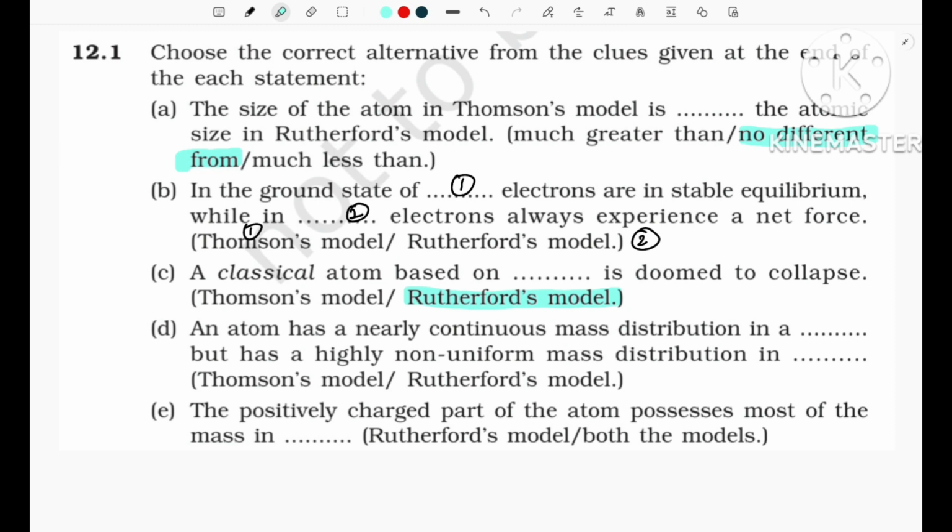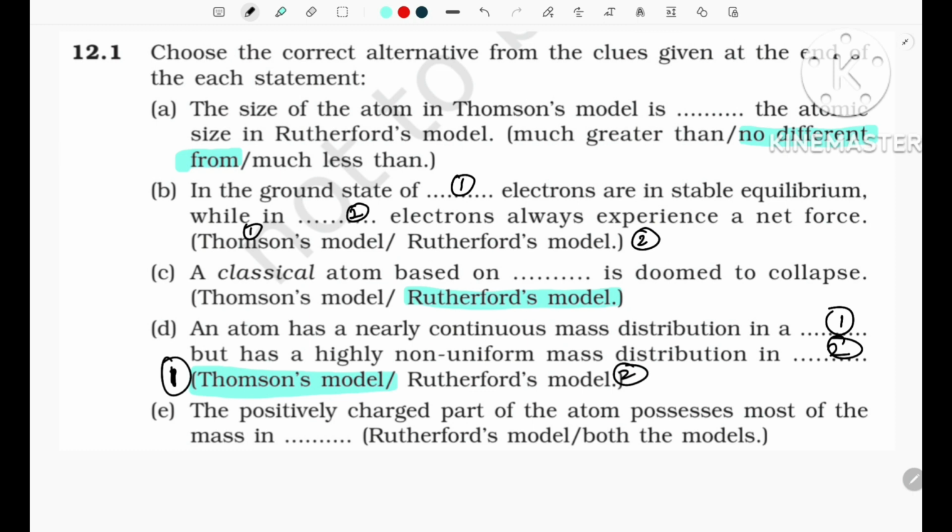Next, question D. An atom has a nearly continuous mass distribution in dash but has a highly non-uniform mass distribution in dash. So we know very well that continuous mass distribution is in Thomson's model, because in the Thomson's model the electrons are evenly distributed all along the positive charges, and in the Rutherford's model the electron is in orbital motion on the positive charge. So positive charge is at the center and electrons are surrounding it, which is a non-uniform mass distribution.